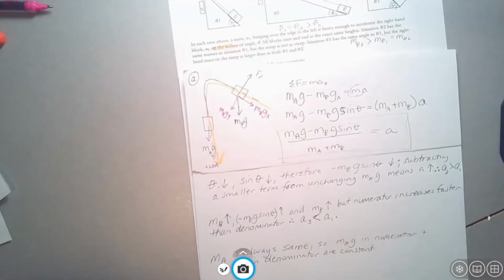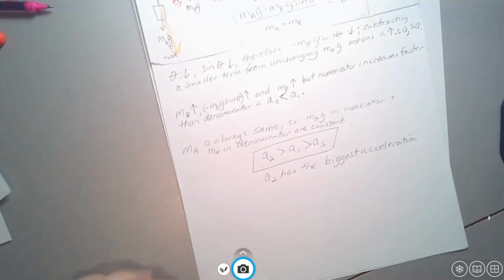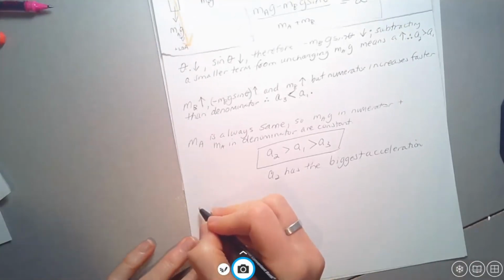So let's put these things together. If we know that A2 is greater than A1 and A1 is greater than A3, now we can rank them. So A2 has the biggest acceleration. And there's the answer to your question. All right, so let's do part B.